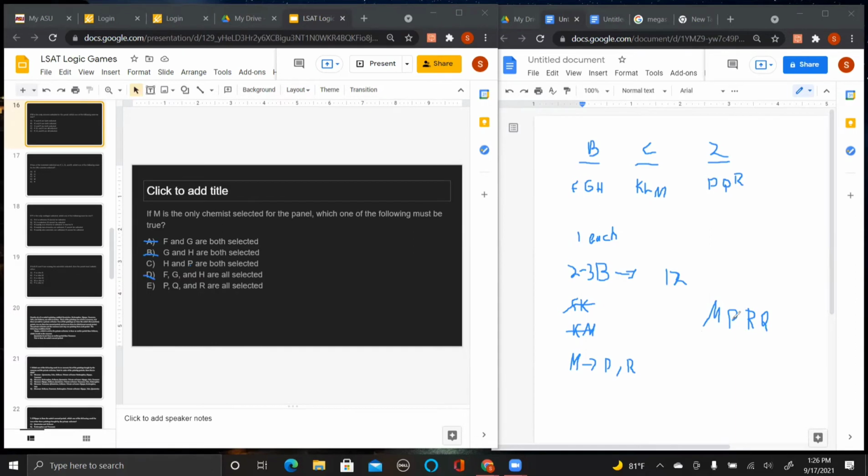P, Q, and R. Yep, P, Q, and R. We already said they had to be selected. There we go. That has to be true. All right. Again, when it's a must be true, you're just checking what follows from your rules. What followed from our rules was that if M was the only chemist, we're left with either 3 botanists and 1 zoologist or 3 zoologists and 1 botanist. And because P and R have to follow from M, it has to be 3 zoologists, 1 botanist, which means we have to include all of them. There you go. Done and done.